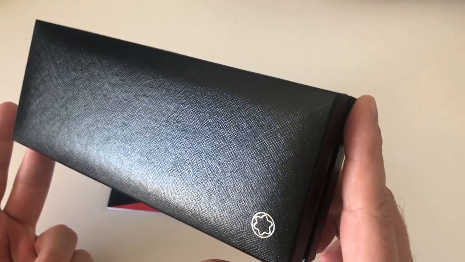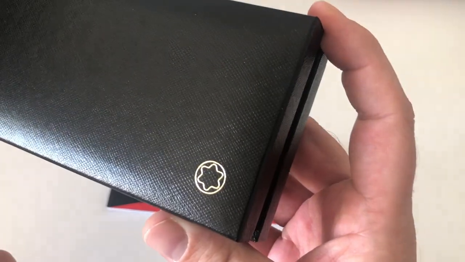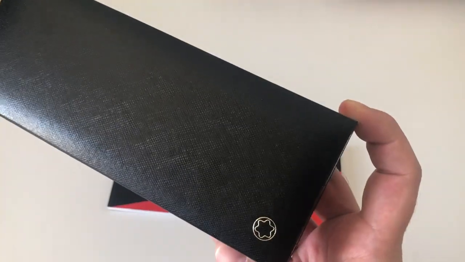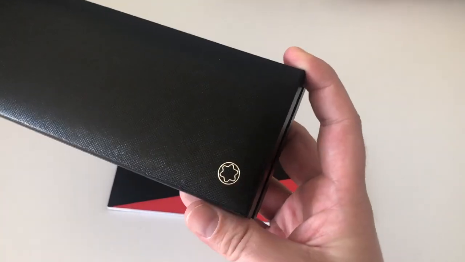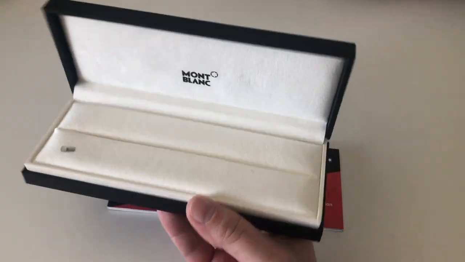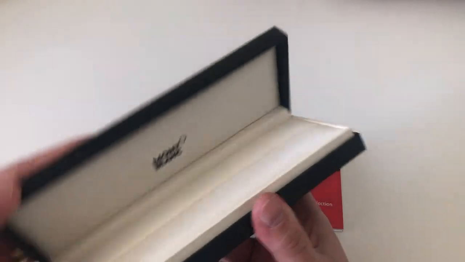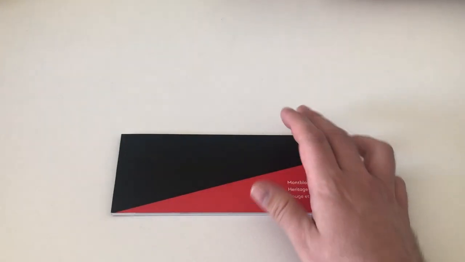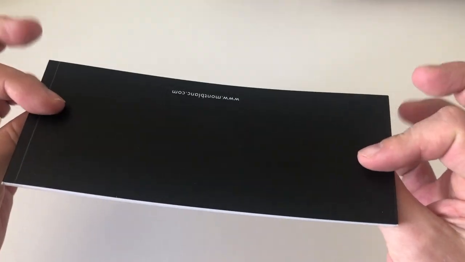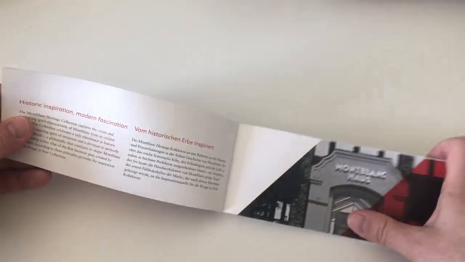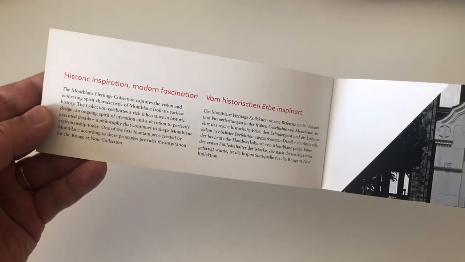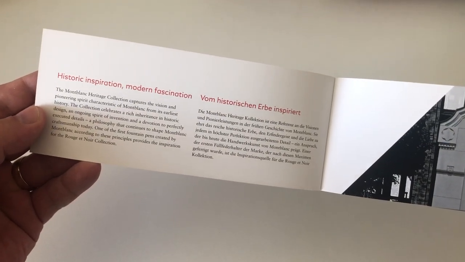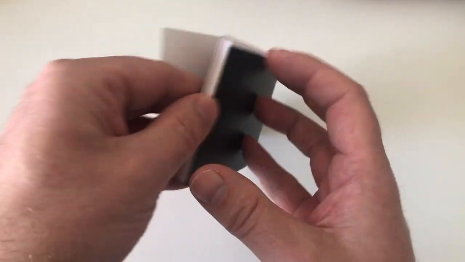Out of the special edition package comes a package that is quite recognizable for Montblanc pens, with a structured surface and the Montblanc logo right here. It looks sort of like the packaging of a Montblanc 146 Meisterstück. Inside the packaging, you have a very nice booklet about the Montblanc Heritage Collection. I won't go through that in depth right here. I'll leave it so you can read it for yourself.